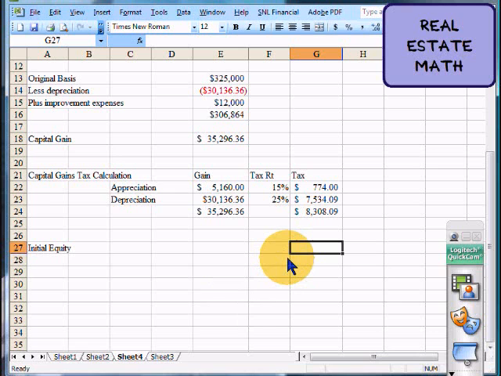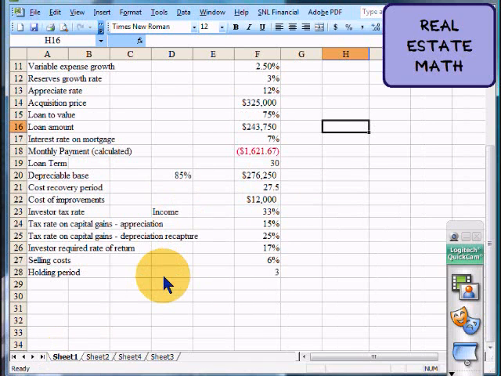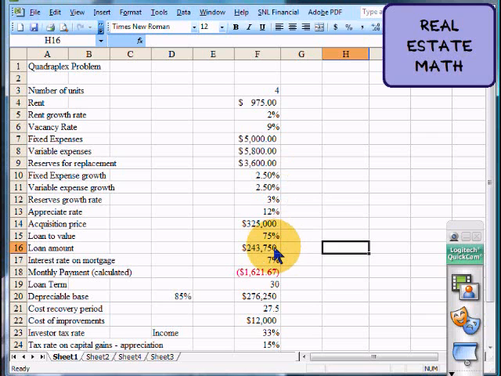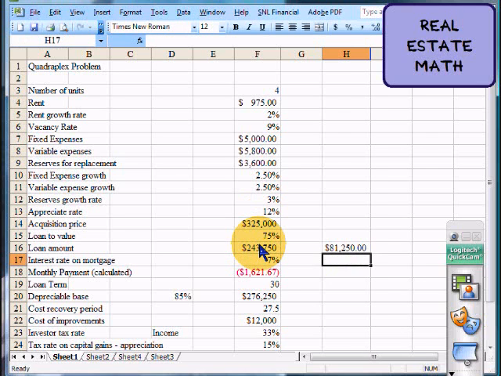What was our initial equity that we put into the deal in the first place? Well, we know that we're going to be buying the building for $325,000, and the loan amount is $243,000. So what would we say our initial equity is? So let's take a look at our 325 minus our 243, and we come up with a value of $81,250. For the purposes of this example, we're going to ignore this cost of improvements because we book that in as an expense. But normally you may want to take a look at that as well, particularly if this cost of improvements is a really big number.